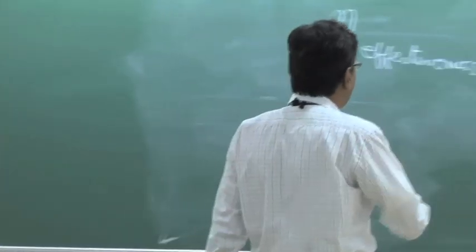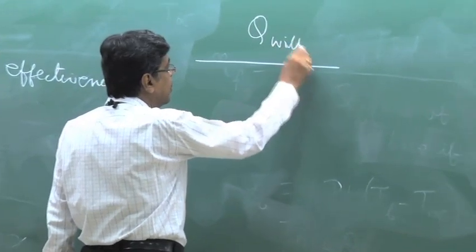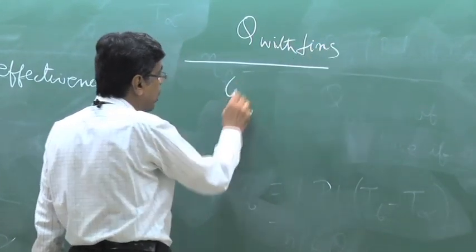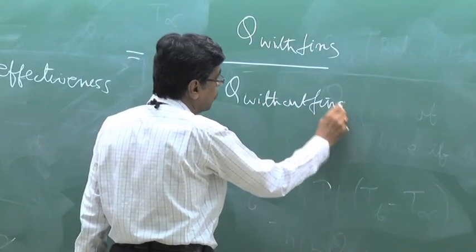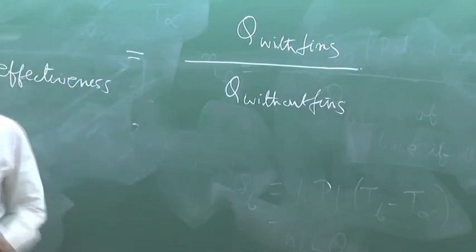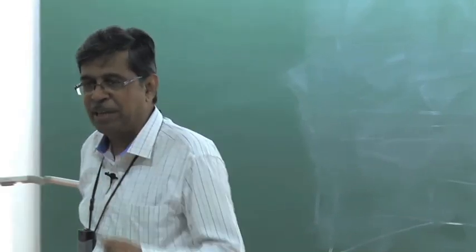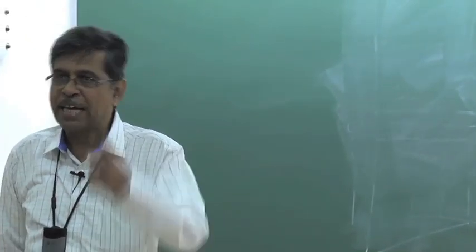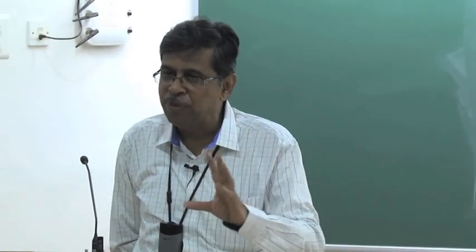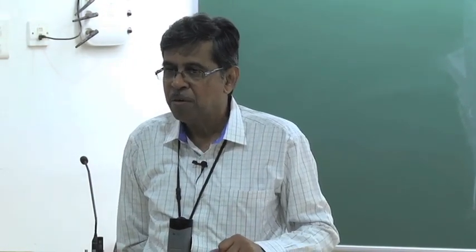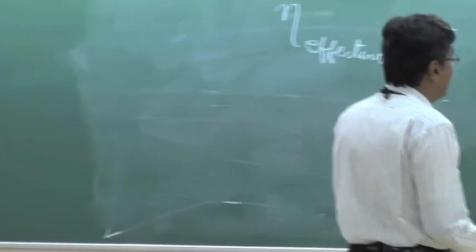That means we define effectiveness as Q with pin over Q without pin. Efficiency by definition is always less than 1, because a pin can never attain T_B temperature, like the Carnot cycle, where 1 is the theoretical limit. But here, effectiveness is always greater than 1. With a pin, heat transfer will always increase. But how much? What is the gain?